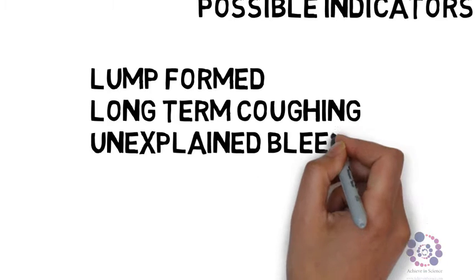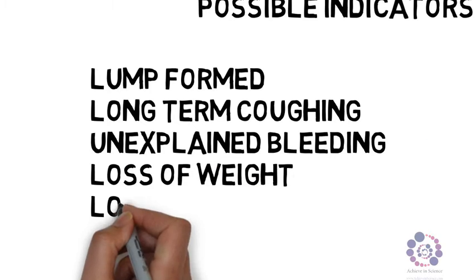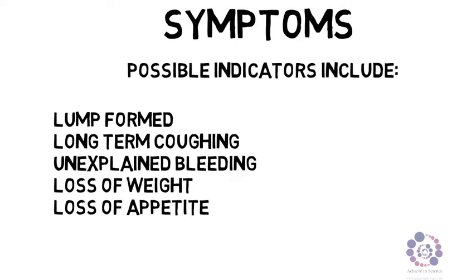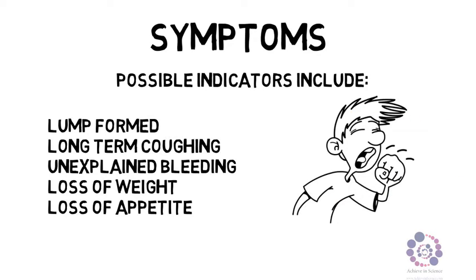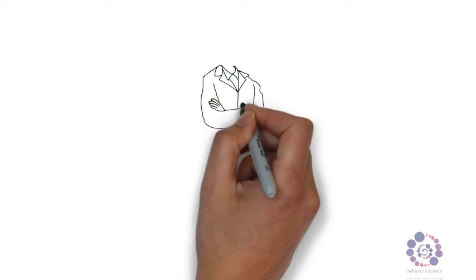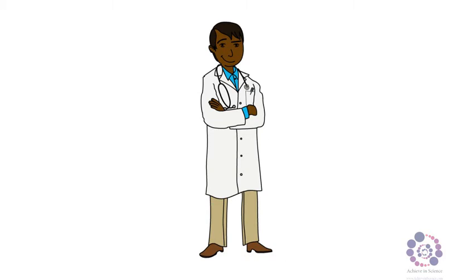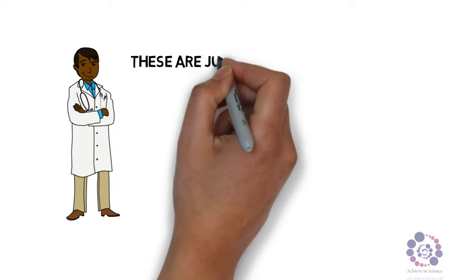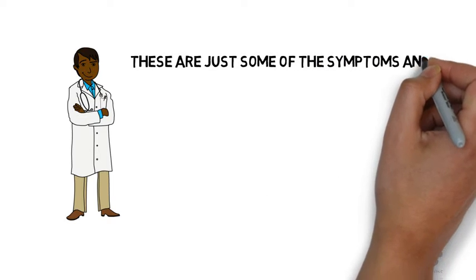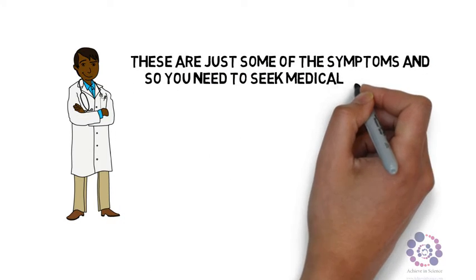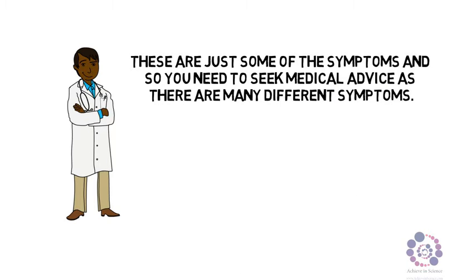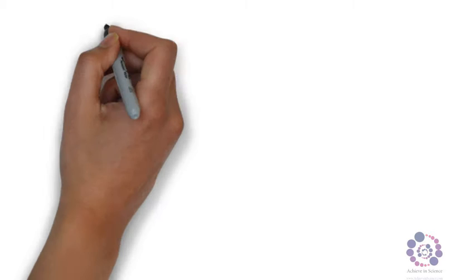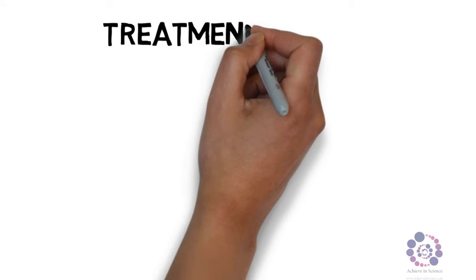You've got a long-term cough. You've got unexplained bleeding. You've got a loss of weight, a loss of appetite. But we do have to be careful when we're listing these symptoms because these symptoms could be of any different illness. They will not necessarily be a symptom of cancer. And that is why you must always seek the professional advice of a doctor to actually diagnose you with cancer.